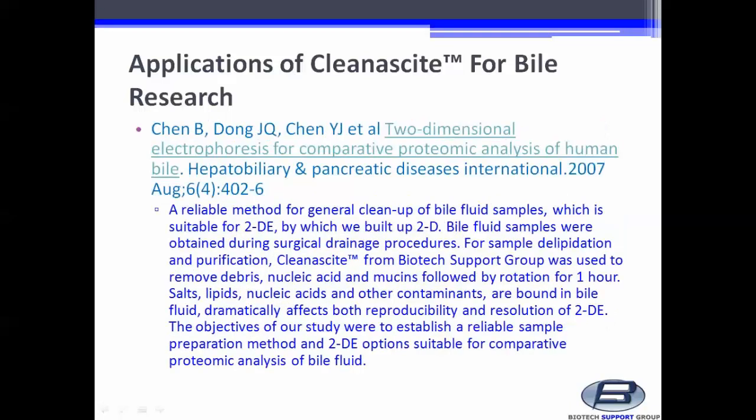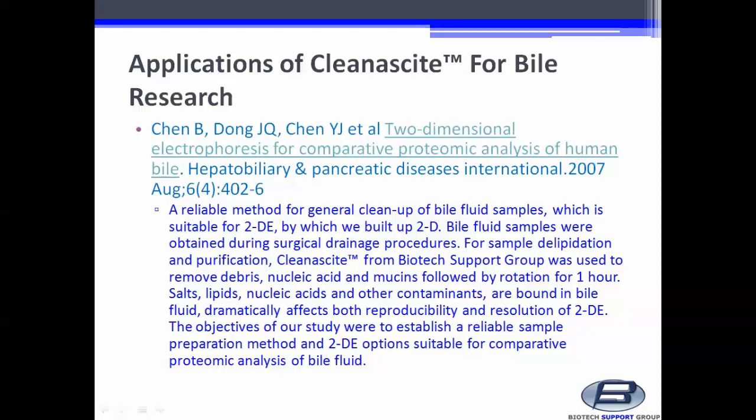Authors Chen et al. published an article in the Journal of Hepatobiliary and Pancreatic Diseases International titled Two-Dimensional Electrophoresis for Comparative Proteomic Analysis of Human Bile, which cites Cleanascite from Biotech Support Group. A reliable method for the general cleanup of bile fluid samples, which is suitable for 2DE, was developed by scientists who used bile fluid samples obtained during surgical drainage procedures and implemented Cleanascite from Biotech Support Group to remove debris, nucleic acid, and mucins, followed by rotation for 1 hour.